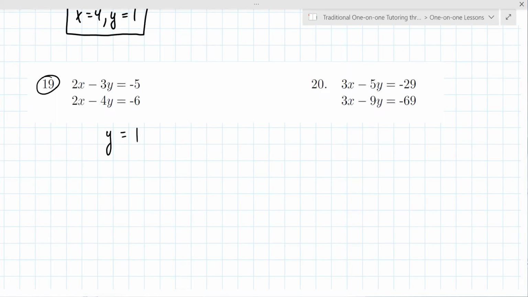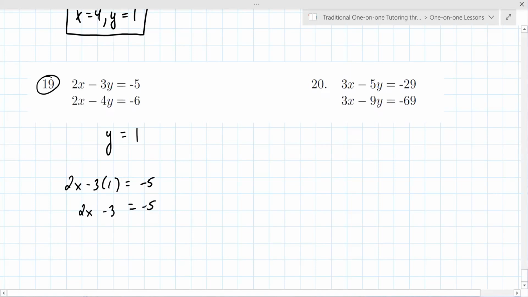So then 2x minus 3 equals minus 5. 2x equals minus 2, x equals minus 1. And then the variables would be x is -1 and y is +1. Very good.